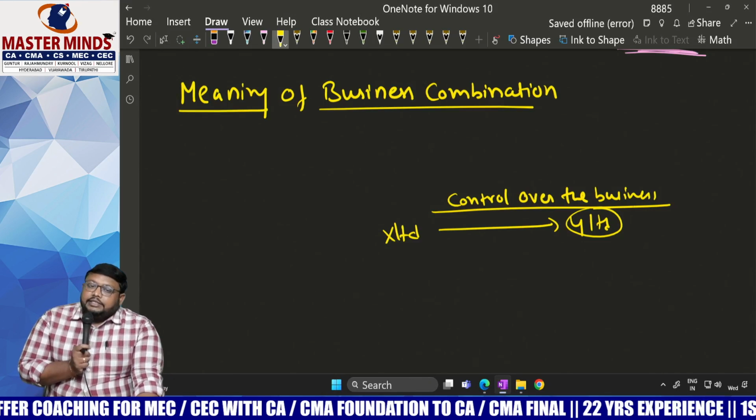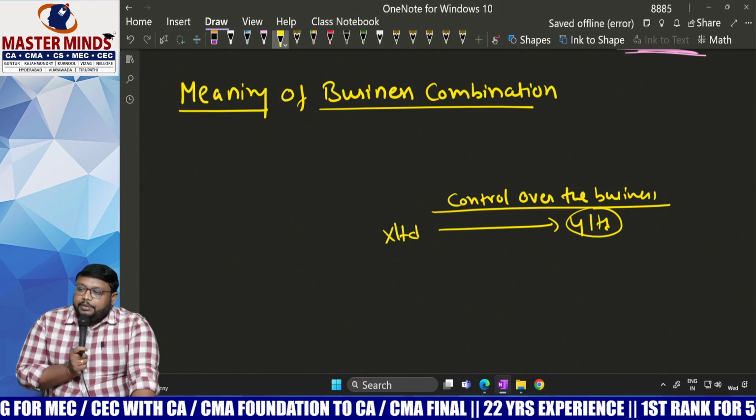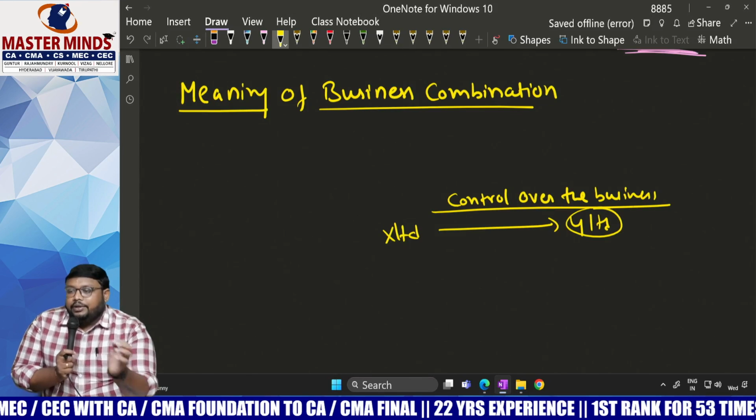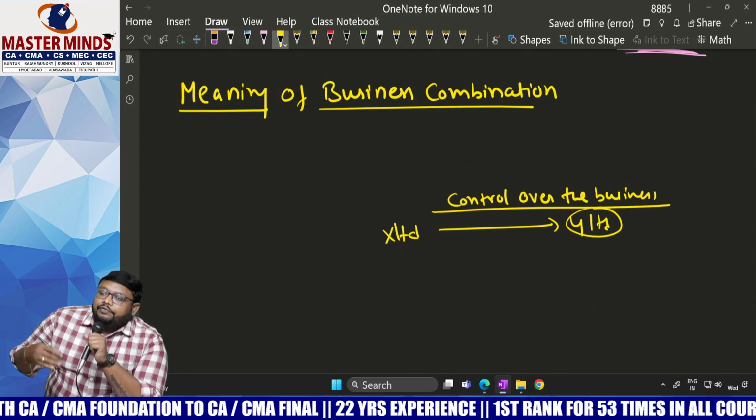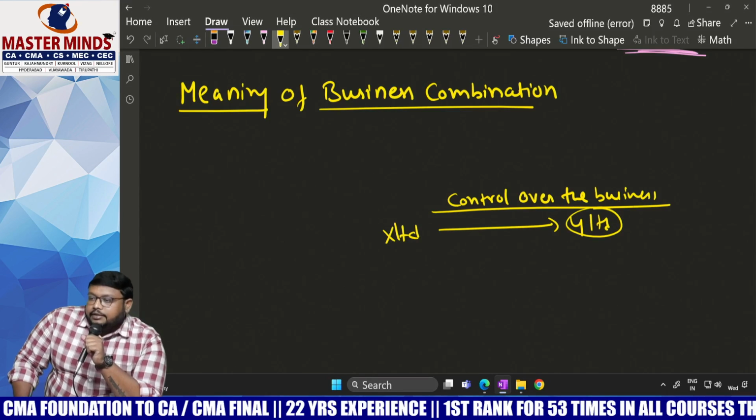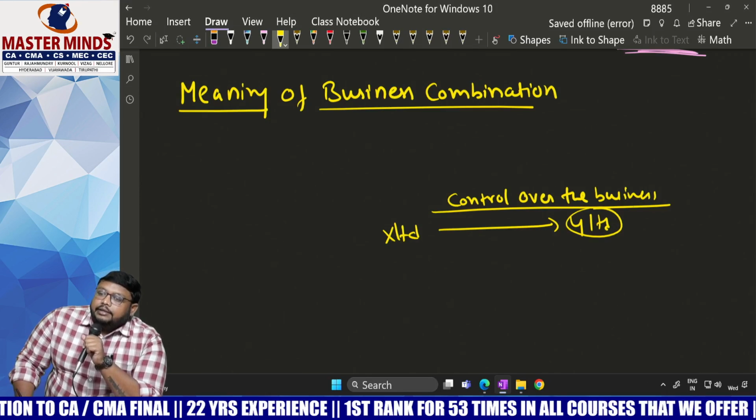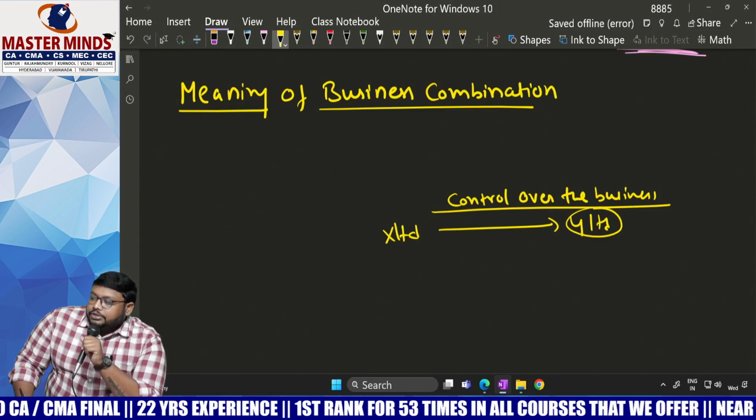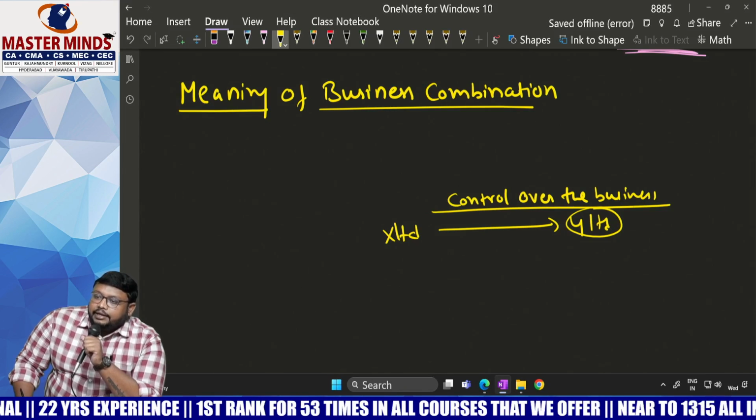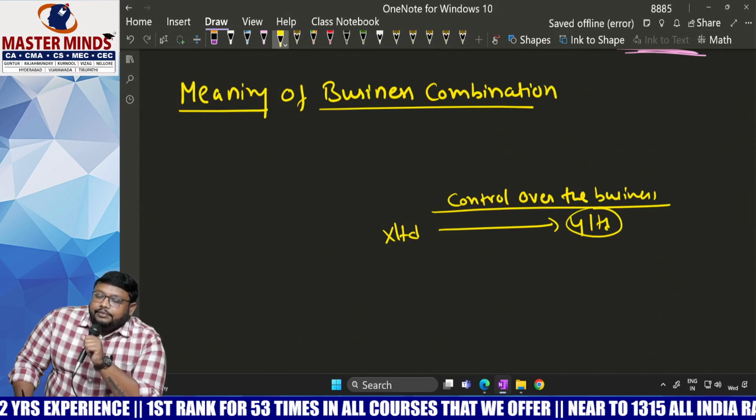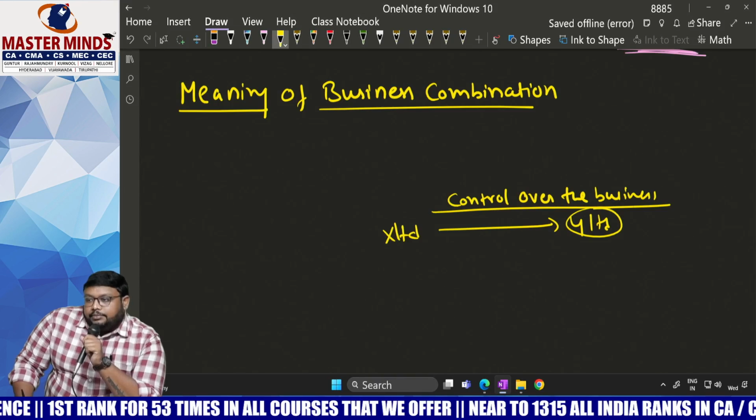One condition is that when you hold more than 50% of stakes, you will get control. If any company purchases more than 50% of equity interest in another company, then we can say we are retaining the control. The acquirer will get the control over the acquiree when it holds more than 50% of stakes. That is point number one.